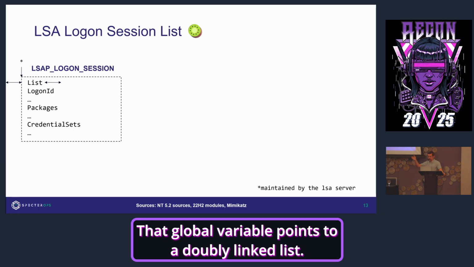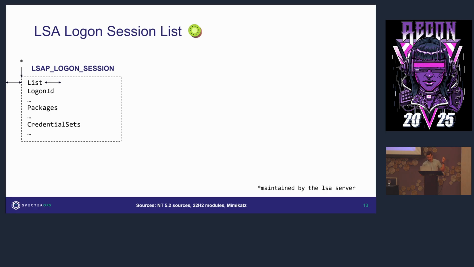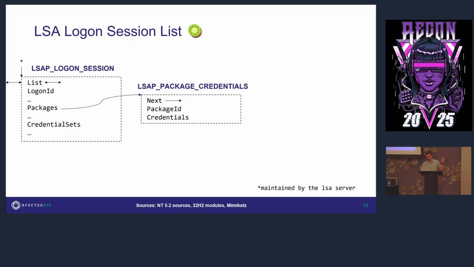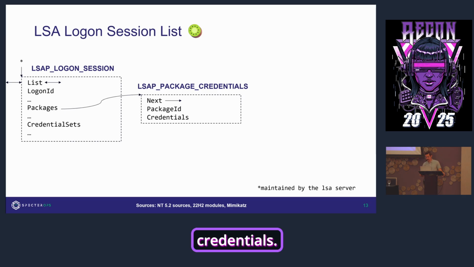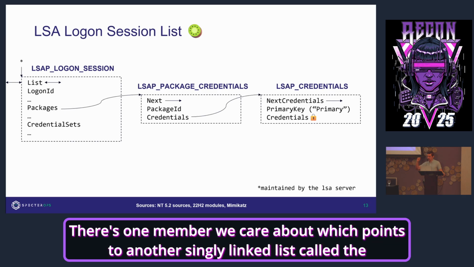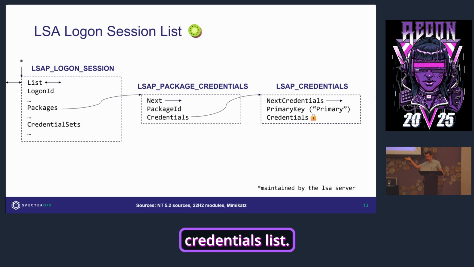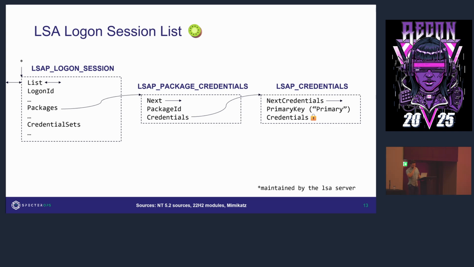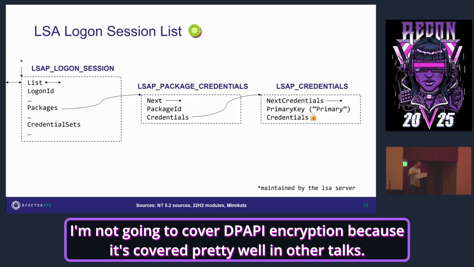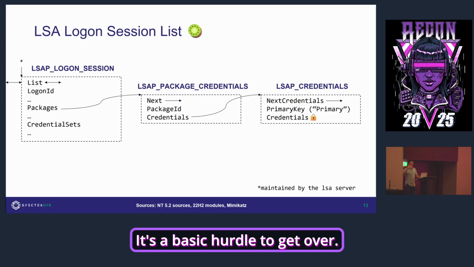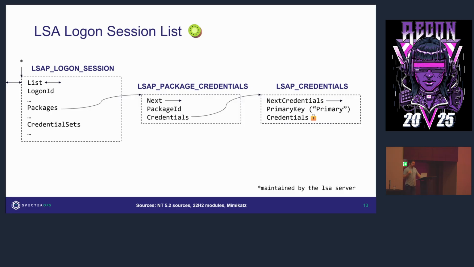That global variable points to a doubly linked list. There's a member of that list that points to a singly linked list called the package credentials. And there's one member we care about, which points to another singly linked list called the credentials list. In that credentials list, you're going to have a single member that is DPAPI encrypted. I'm not going to cover DPAPI encryption because it's covered pretty well in other talks. It's a basic hurdle to get over.